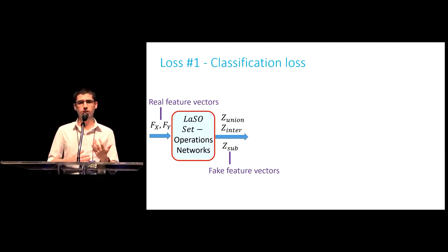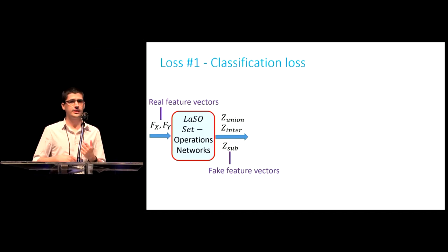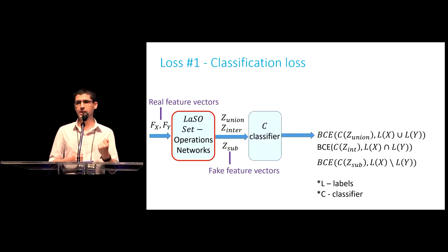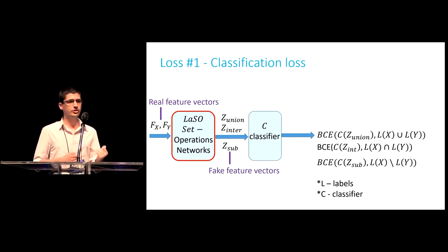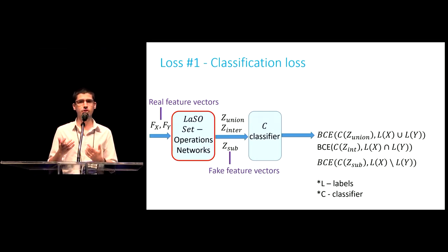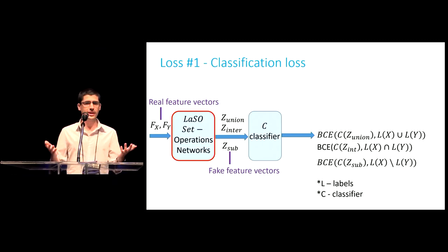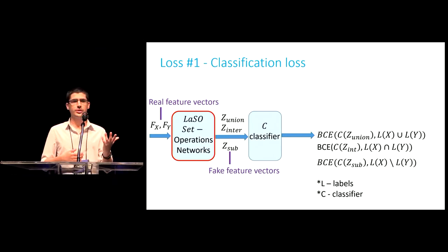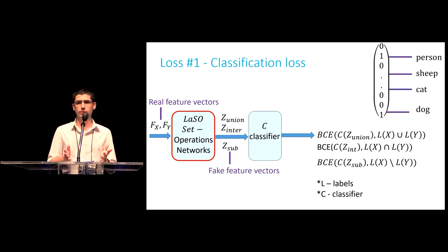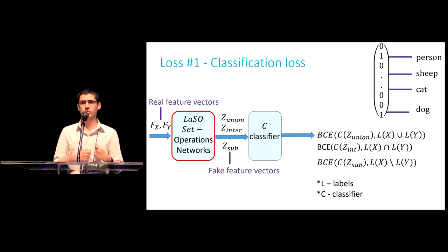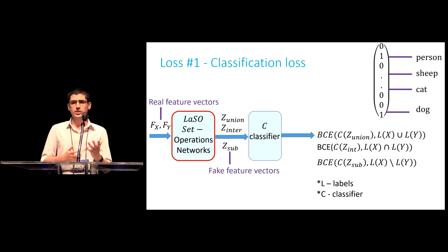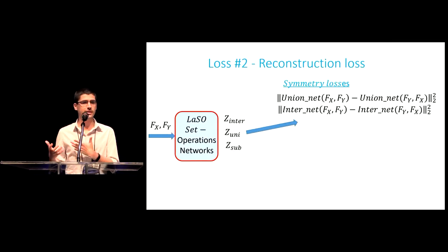The classification loss we use to train the lasso networks is calculated by taking those fake feature vectors z, feeding them to a pre-trained classifier, and calculating a binary cross entropy, or BCE loss, between the classification scores and the expected labels for each specific set operation. So again, for example, for union, we will be comparing the classification scores to a binary vector with all the labels from both two input images. Similar to adversarial loss, the lasso networks try to fool the pre-trained classifier.